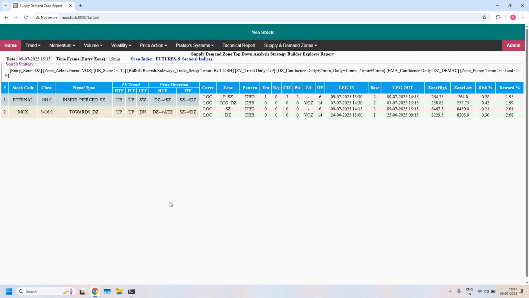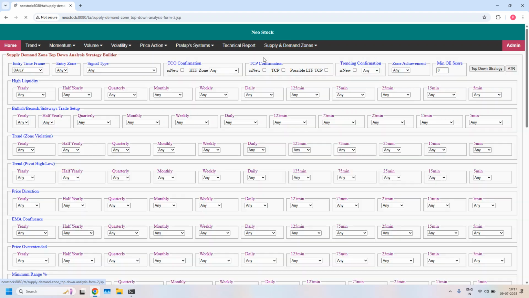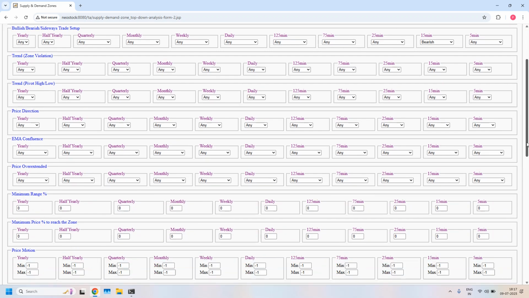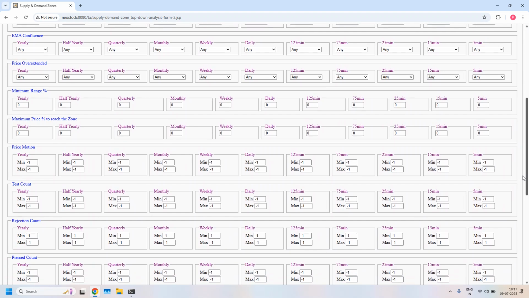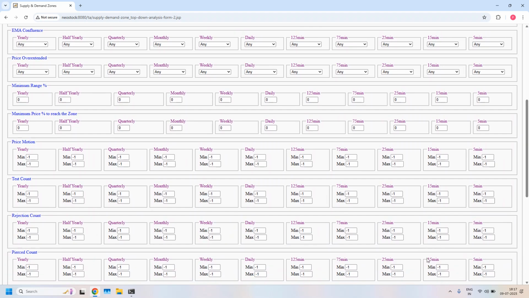Next we will generate bearish trade setup for daily income trade reports. Entry time frame 15 minutes, entry zone, supply zone. Here bullish or bearish at 15 minutes, I am selecting bearish. Zone achievement VOZ, minimum order enhancer score 12, and also the 15 minute supply zone should not be pierced. So in the pierced count parameter at the 15 minutes time frame, minimum value 0, maximum value 0.